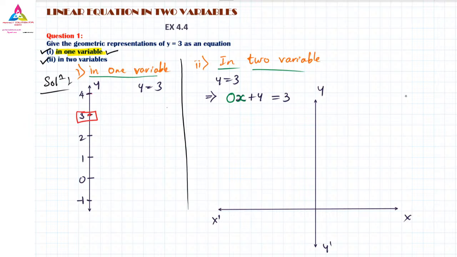And they have told you to mark y as 3. So here I will take 1, 2, 3, and 4, and here I will take 1, 2, and 3. And here also I will take -1, -2, -3, and -4, and here -1. So this is the representation.